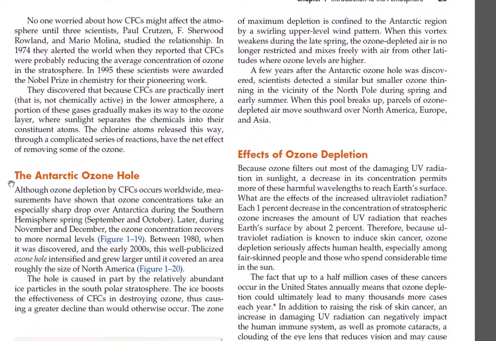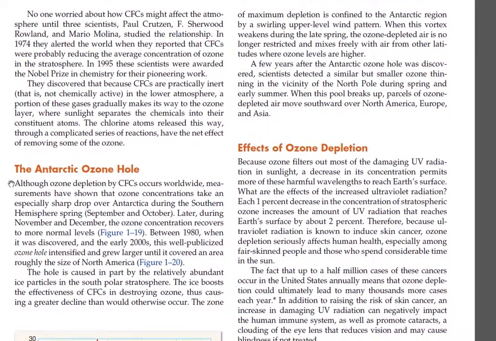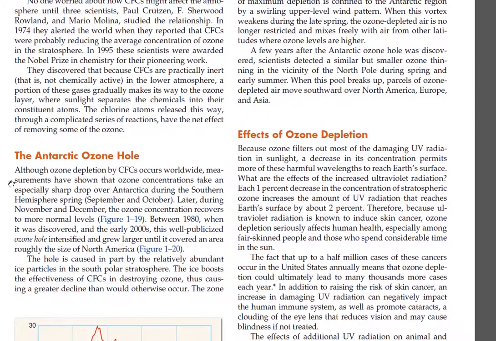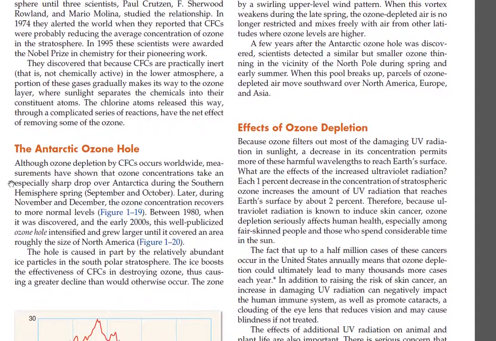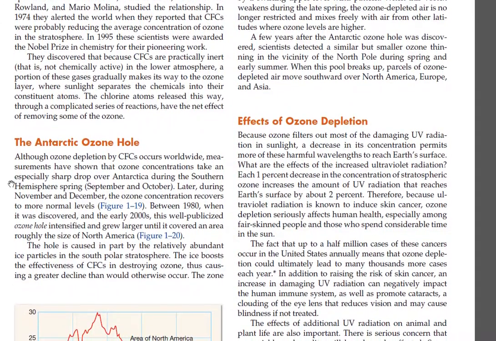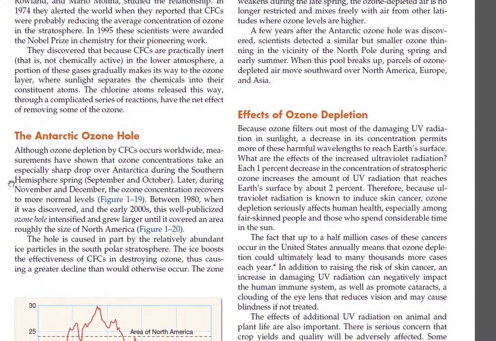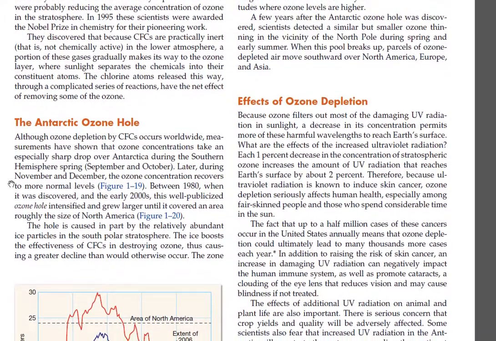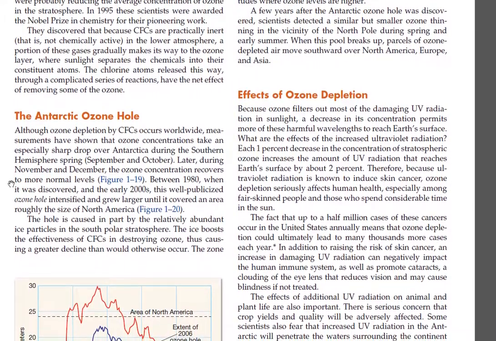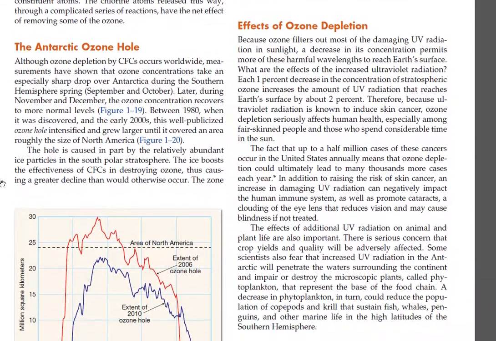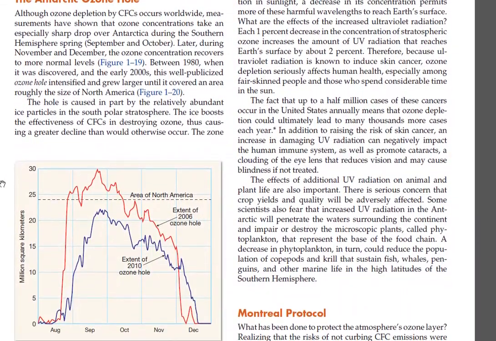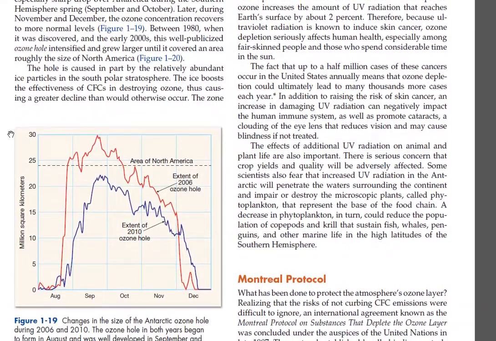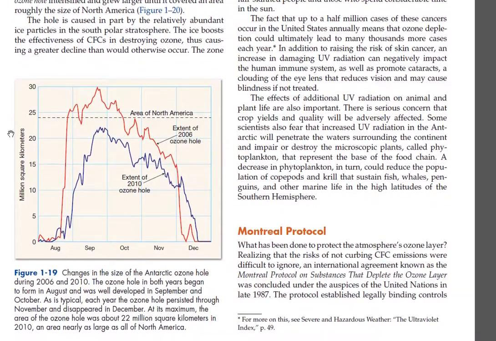Although ozone depletion by CFCs occurs worldwide, measurements have shown that ozone concentrations take an especially sharp drop over Antarctica during the southern hemisphere spring, September and October. Later, during November and December, the ozone concentration recovers to more normal levels, Figure 119. Between 1980, when it was discovered, and the early 2000s, this well-publicized ozone hole intensified and grew larger until it covered an area roughly the size of North America, Figure 120.